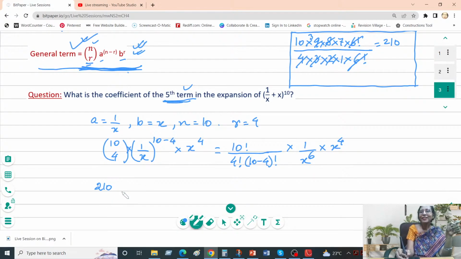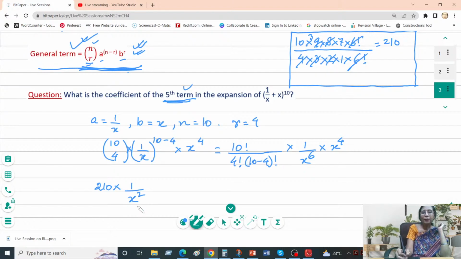So 210 times x to the power of 4 is in the numerator, x to the power of 6 is in the denominator. So it will be x to the power of -2.